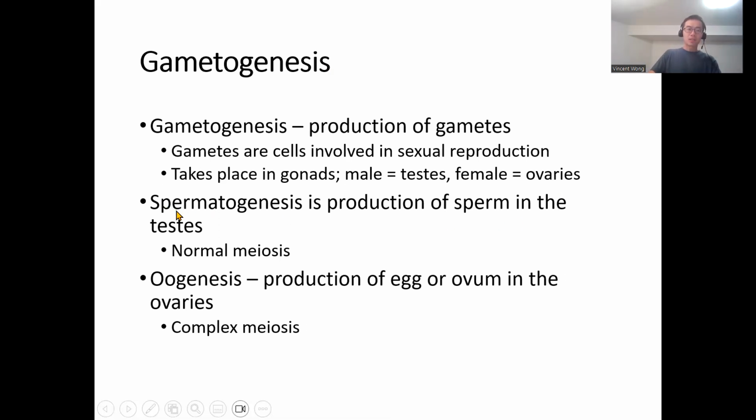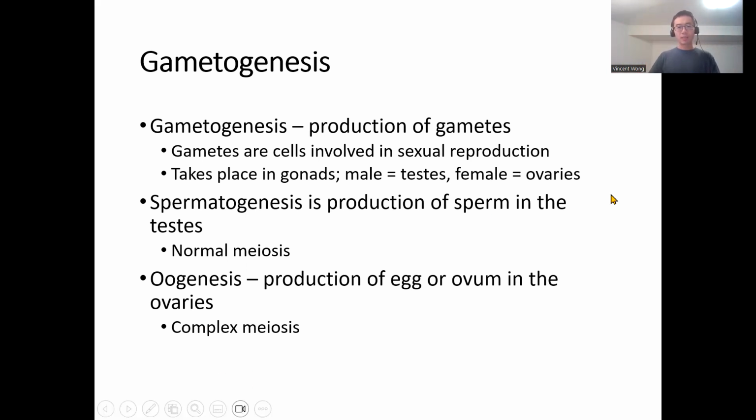For male, it's called spermatogenesis. That is the production of sperm. And it's just normal, regular meiosis, exactly what we have learned in the past hour. For female, it's called oogenesis. That's how you pronounce this, oogenesis. And that is the production of egg or ovum. Ovum is a fancy word for egg. That's why it's called oogenesis. And it's complex meiosis. It's different compared to the male in several ways, which I'm gonna show you.